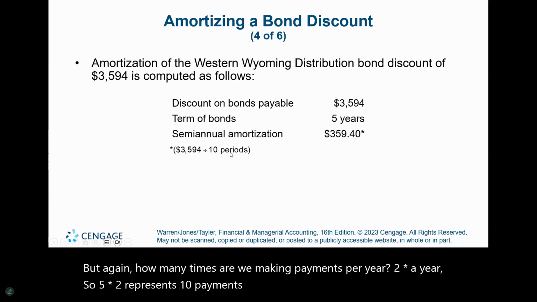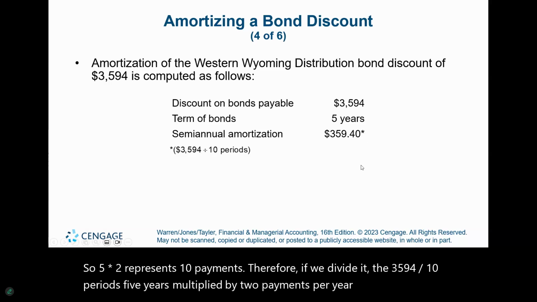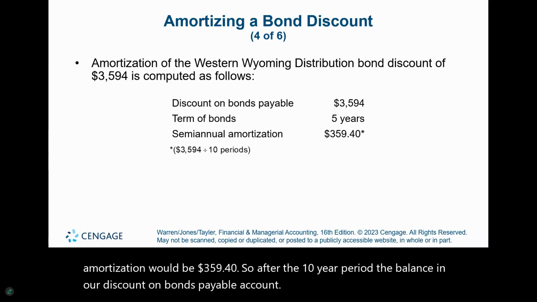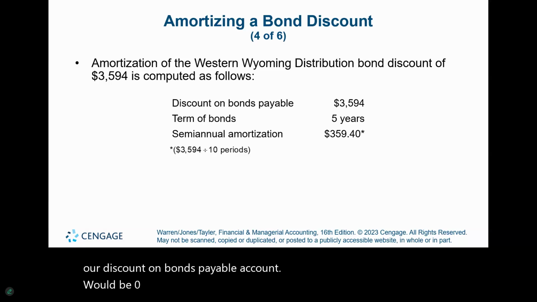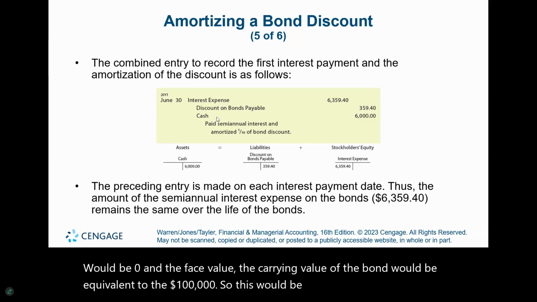So 5 times 2 represents 10 payments. Therefore, if we divided the 3,594 by 10 periods, 5 years multiplied by 2 payments per year, the semi-annual amortization would be $359.40. So after the 10-period, the balance in our discount on bonds payable account would be zero, and the carrying value of the bond would be equivalent to the $100,000 face value. So this would be our journal entry.